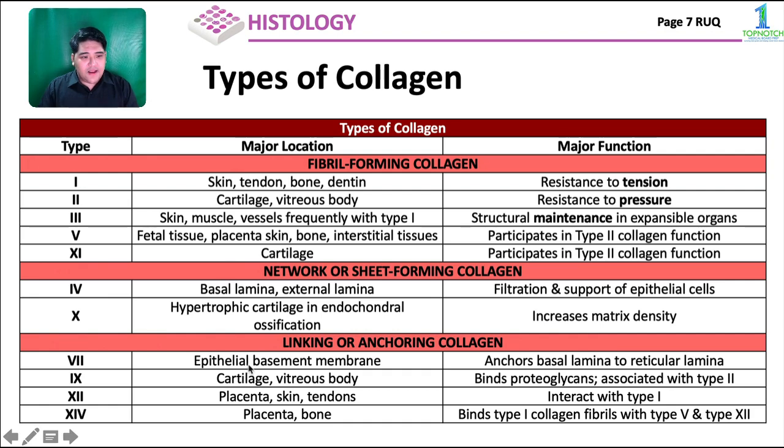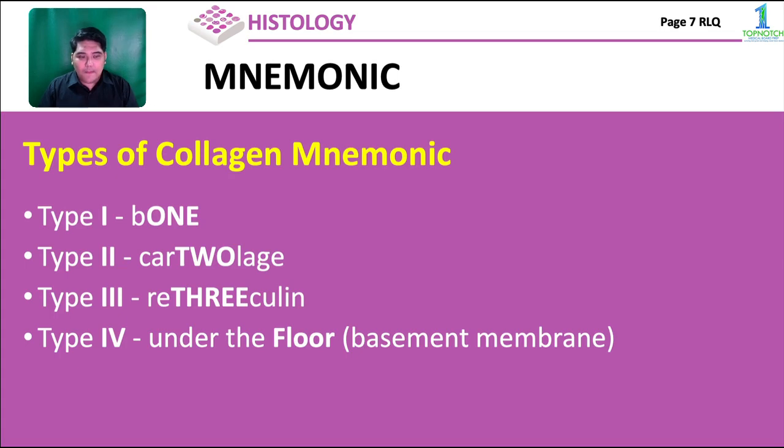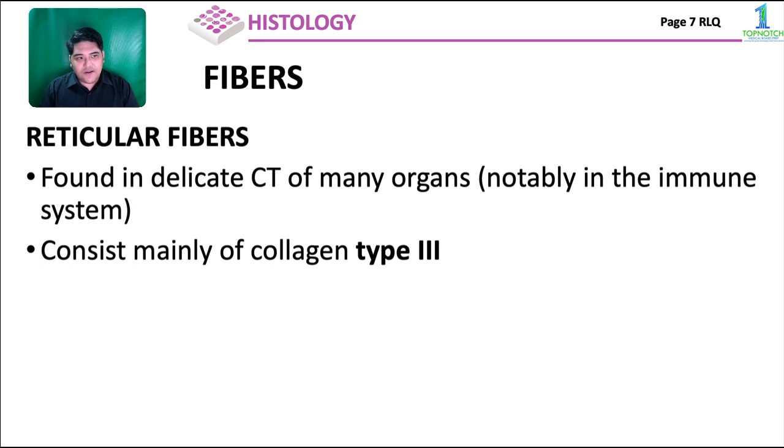Pero lately, no, tandaan na lang din natin itong 5, okay? Fetal tissue, placenta, skin, bone, interstitial tissues. And then 7, importante din kasi malabasan. Ayun yung mga anchoring proteins nyo. Okay, anchoring basal lamina to reticular lamina. Your 7. Pero importante to, hindi ka masi-zero dito, lagi itong nagagamit. The next, your reticular fibers found in the delicate city of many organs, notably in the immune system, consists mainly of what? Type 3, reticulin.